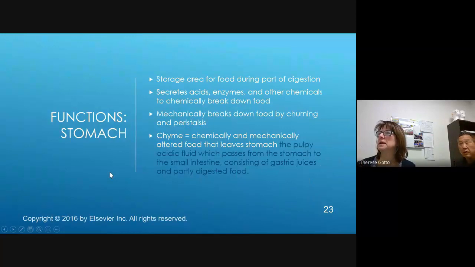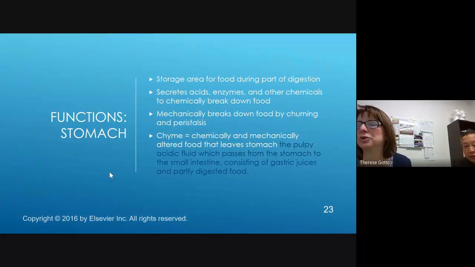Okay, the function of the stomach is a storage area for food. It secretes your acid and your enzymes to break down your food. It mechanically breaks down the food by churning and peristalsis. There's two mechanisms here. The kind that it makes is chemically and mechanically altered food. This is what is leaving the stomach, moving into the small intestine. It is pulpy acidic fluid, which passes from stomach to small intestine.